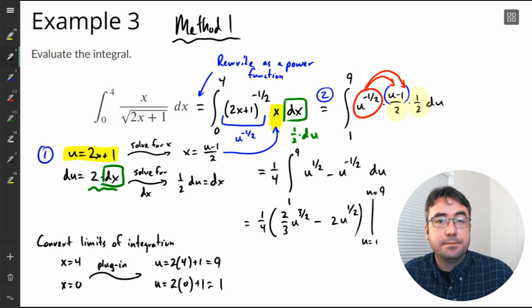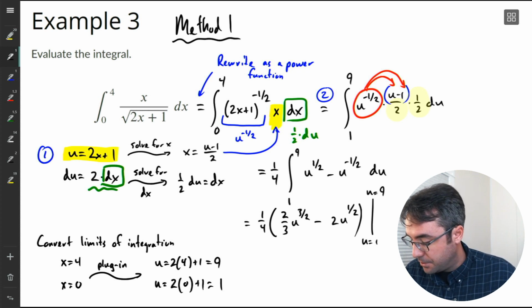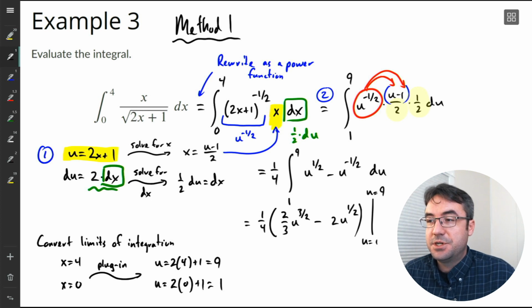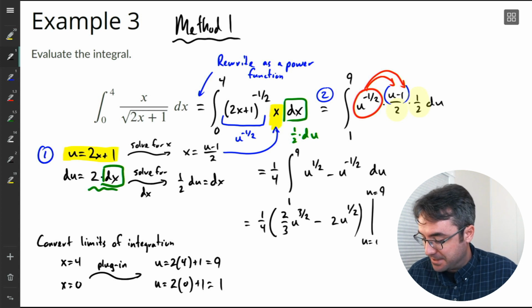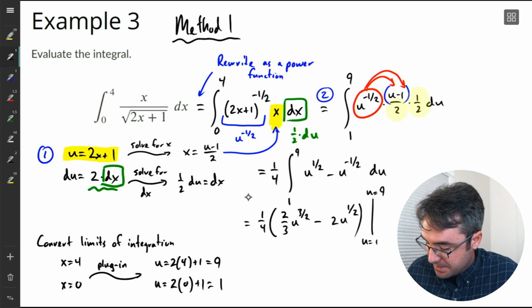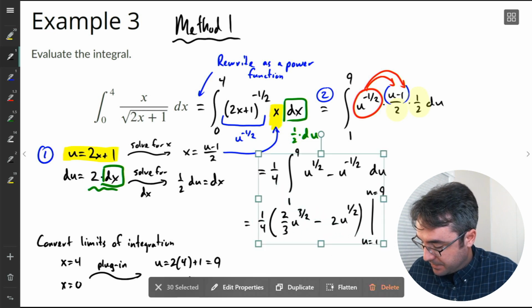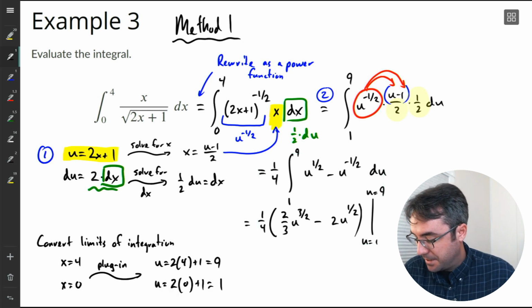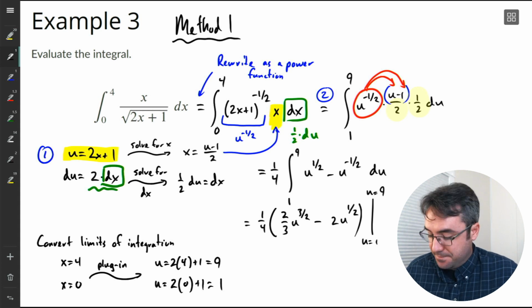And then we plug in. All right, so getting a little tight for room here. Let's see how we can simplify this. Well, let's just plug in.